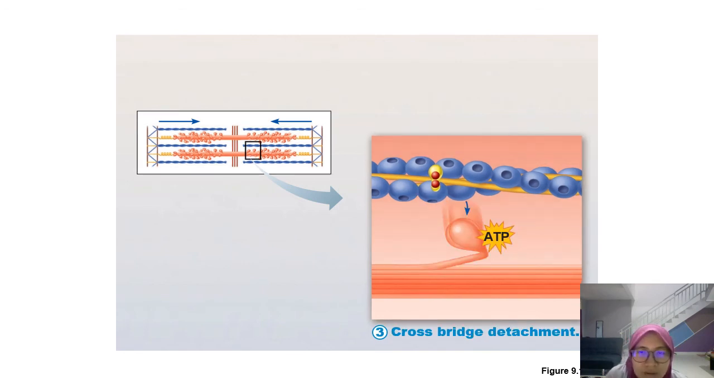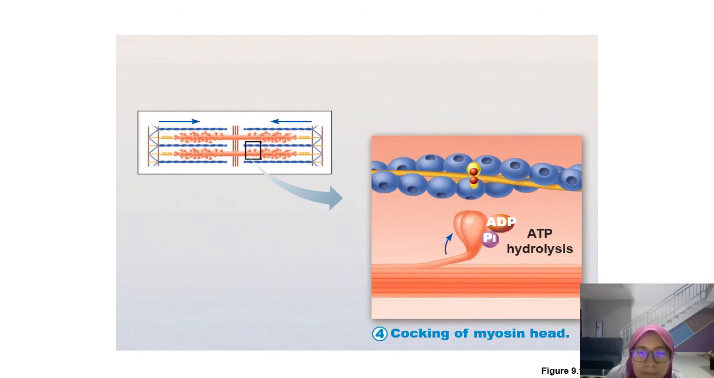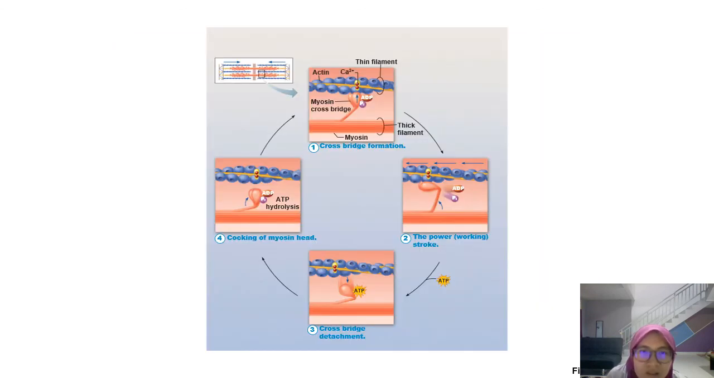After it uncouples from the actin, that is cross bridge detachment, and ATP is also removed. And again, if the myosin heads want to bind with the actin, it needs ATP hydrolysis. It needs the ATP back. So each time for a myosin cross bridge, it needs ATP. It needs energy.